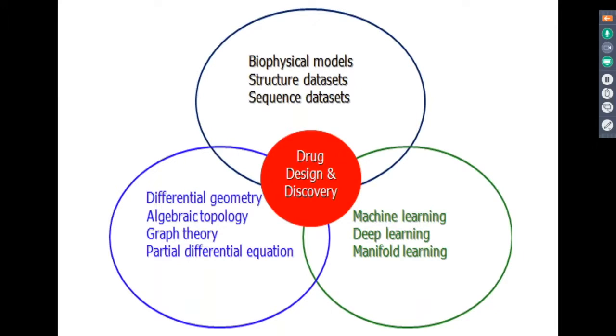But actually, I would like to say that all kinds of mathematics work here, like differential geometry, algebraic topology, graph theory, and partial differential equations. I can just pick up one of them, combine it with the rest, and I can still get very good results for biological prediction. That's what I'm trying to say. Mathematics is a very good representation for the biological sense.